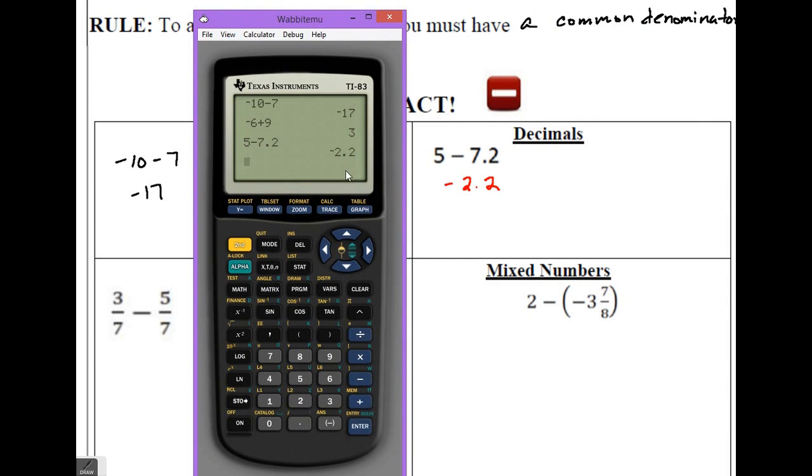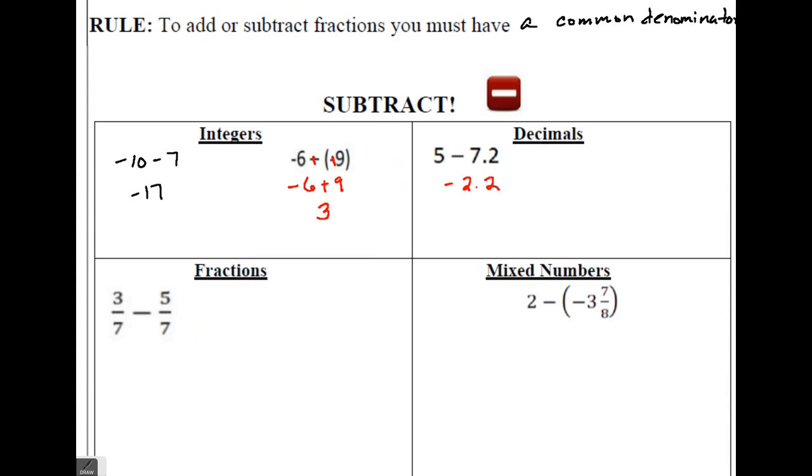There's your negative 2.2. Okay, alright, another example. Let's say we have the following. Let's do 6 minus a negative 9.5. Okay, so that's a negative right there. So 6 minus a negative 9.5. Again, a negative and a negative is going to turn into a positive.